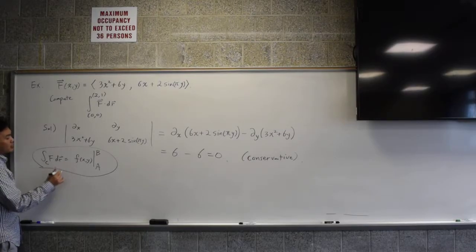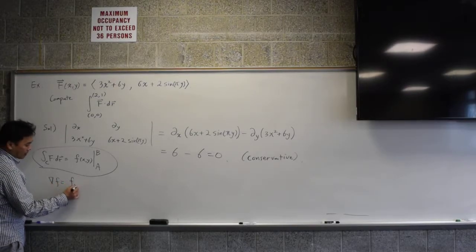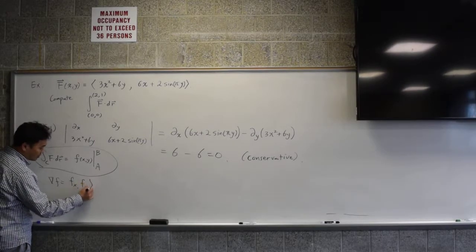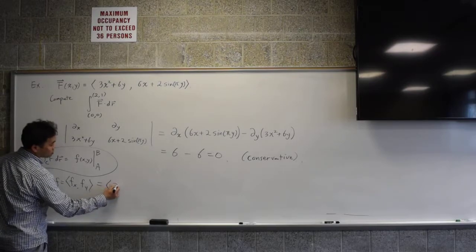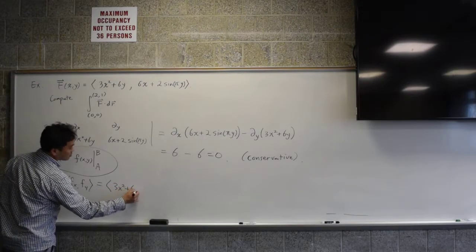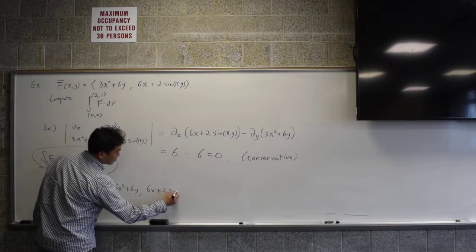All right, so what is this method trying to do? You first have to find f, right? f is a function whose gradient, (f_x, f_y), is equal to our given function F, which is (3x squared plus 6y, 6x plus 2 sine pi y).